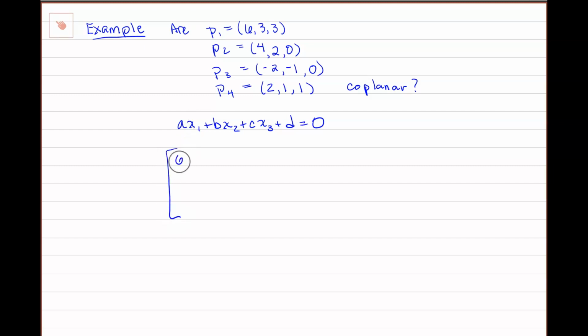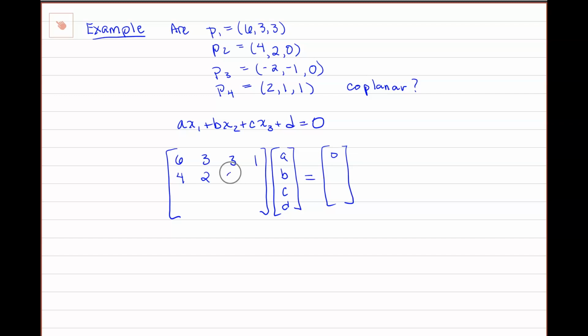I want A times 6 plus B times 3 plus C times 3 plus D times 1 to be equal to 0. And I want 4 times A plus 2 times B plus 0 times C plus 1 times D to be equal to 0, and so on. So here's my linear system. Now I just have this question: is the determinant of that matrix equal to 0?